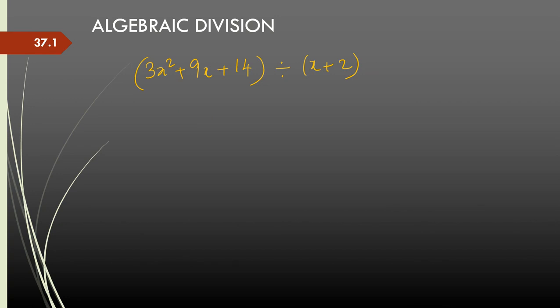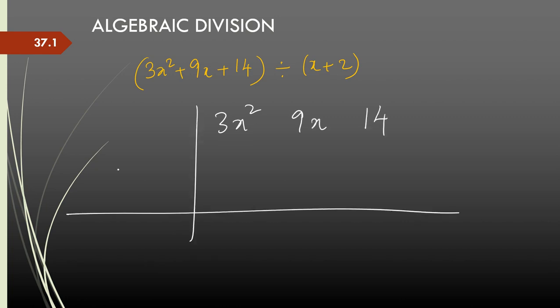Let's say we were dividing these two expressions: 3x square plus 9x plus 14 by x plus 2. I will write all the terms of the expression in the flag division structure. X is the divisor and 2 is the flag term. One term in the flag, so one term from the right will be the remainder line.